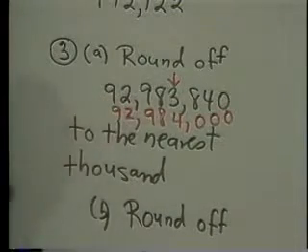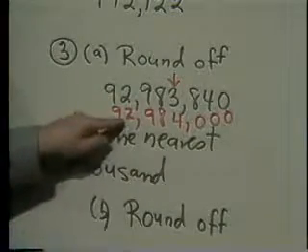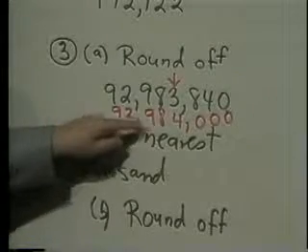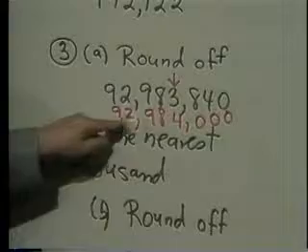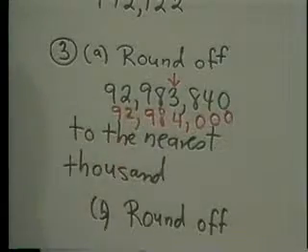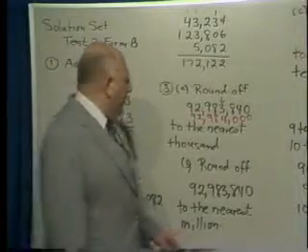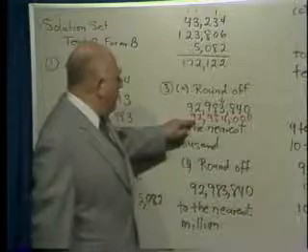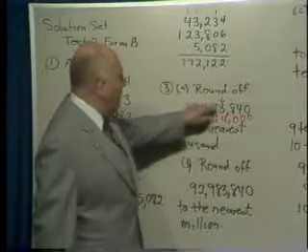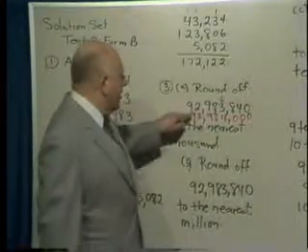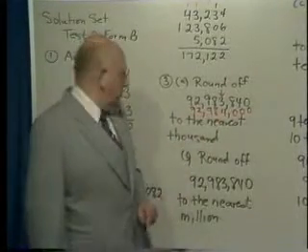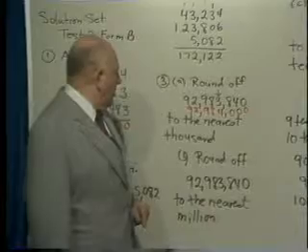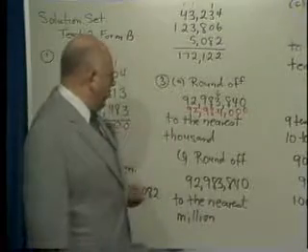and so round it off to the nearest thousand. This number would be what? 92,984,000. So you still read the 92 million part, but now what we're saying is what? If you were counting by thousands, this would be what? Between the 92,983rd thousand and 92,984,000, but closer to this one. Okay? So I round this off to the nearest thousand.